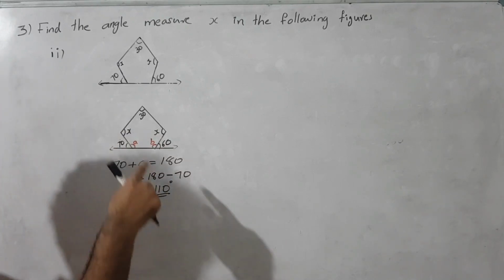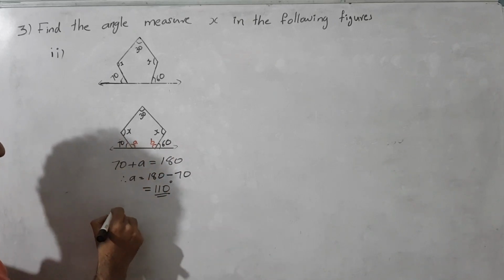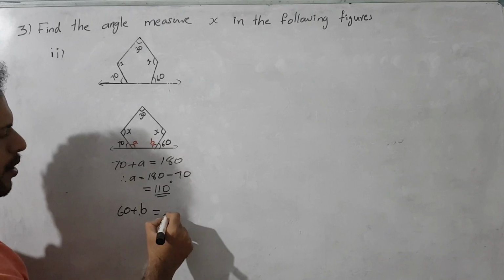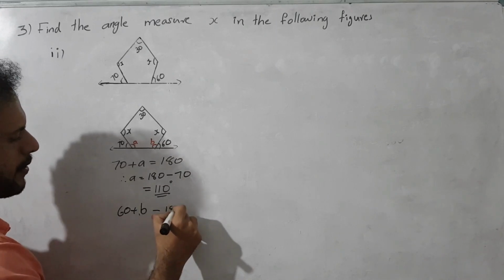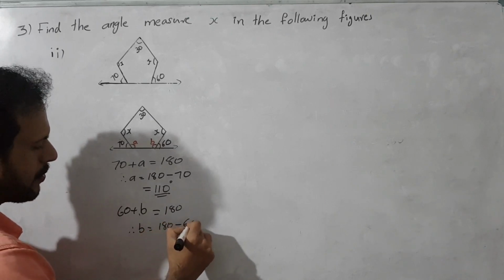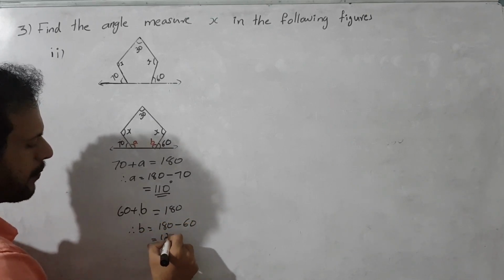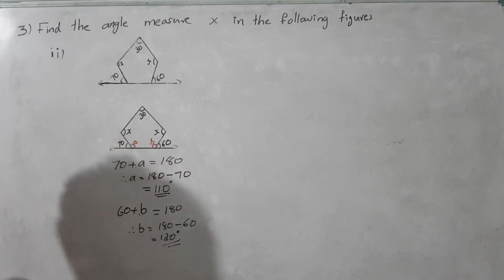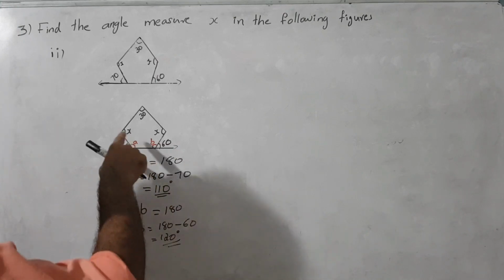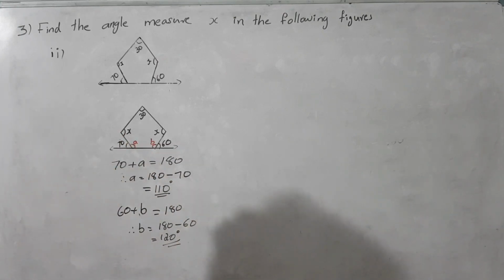Then we follow the same idea to find the value of B. 60 plus B is equal to 180. Therefore B is equal to 180 minus 60, which is equal to 120. So the value of B is 120, and the value of A is 110. Correct? Then to find the value of x, first we need to identify the figure.